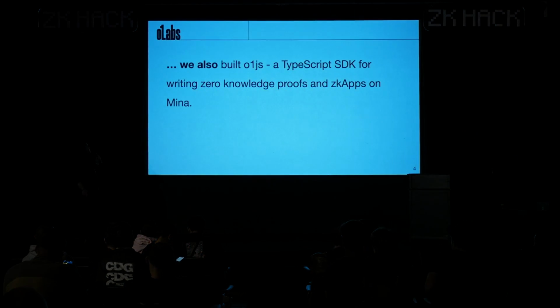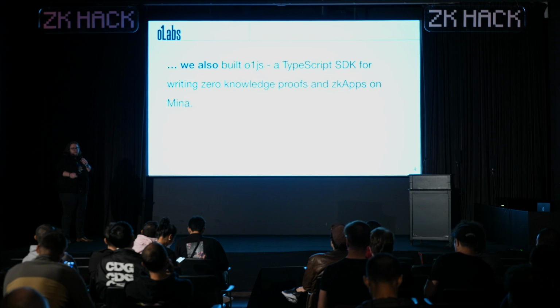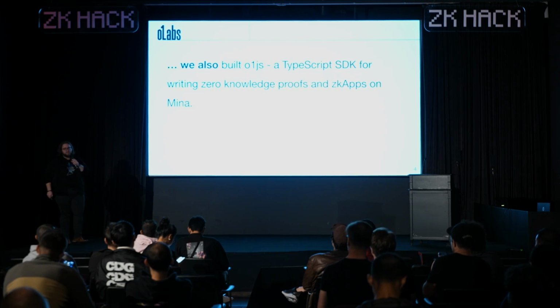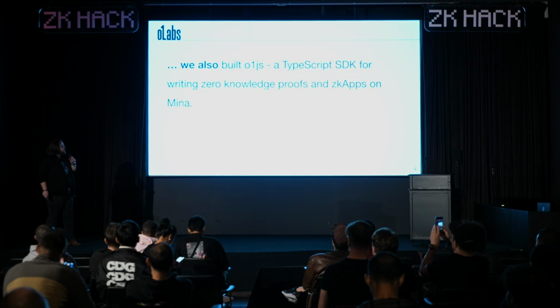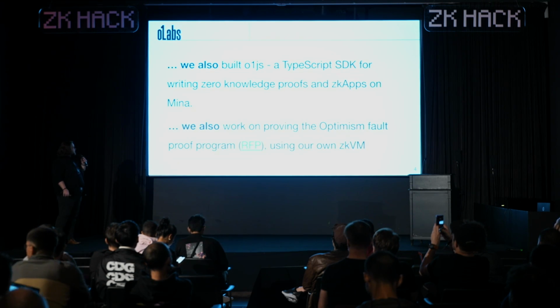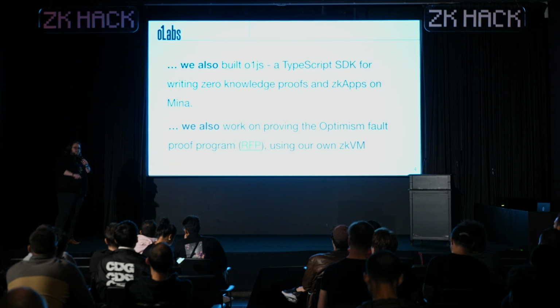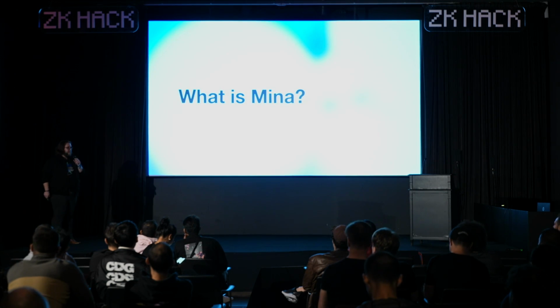So we do a couple of things. We have a couple products besides Mina. Number one being o1js, which is our TypeScript SDK for writing zero-knowledge proofs and ZK apps on Mina. And we also do other work. So for example, we are building a ZKVM for the Optimism ZK stack, proving the fault program. So if you're interested, check that out.